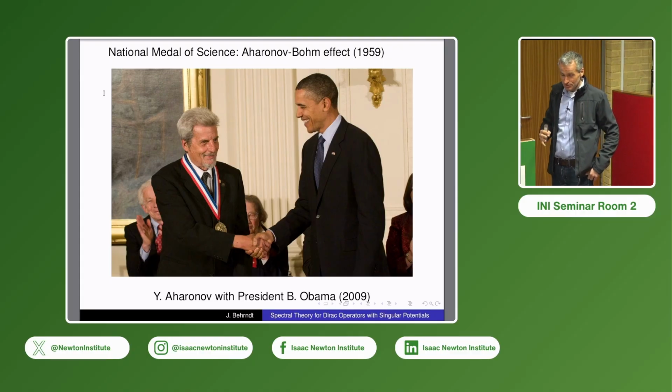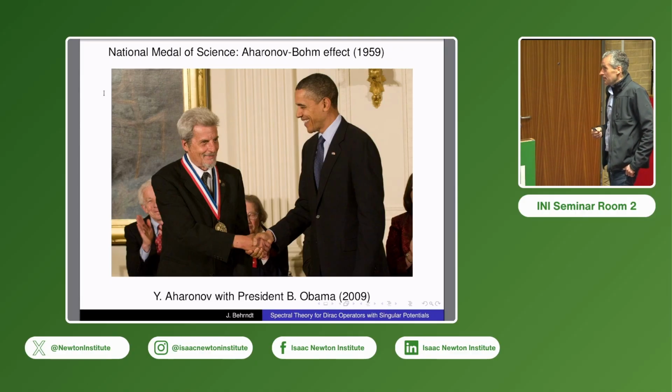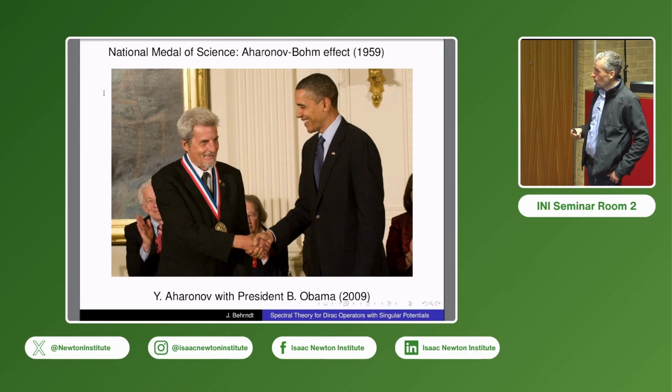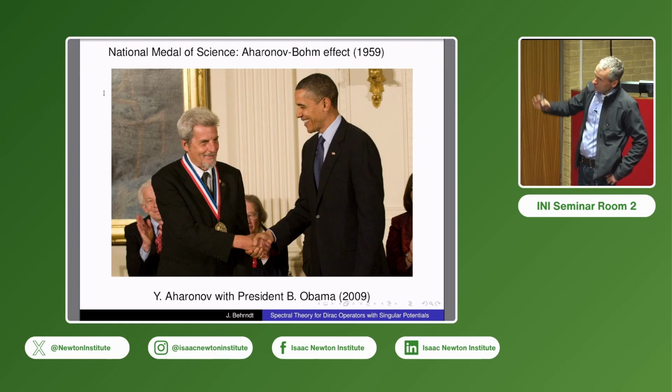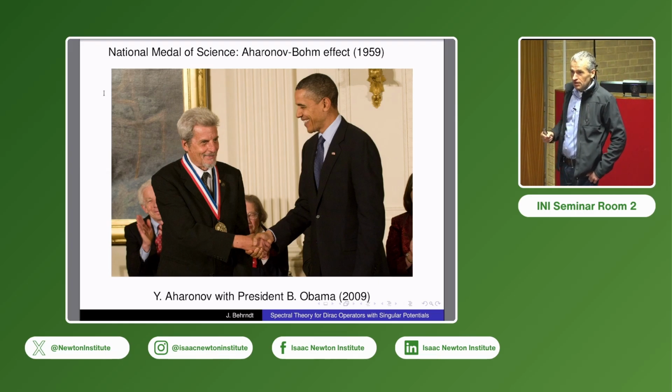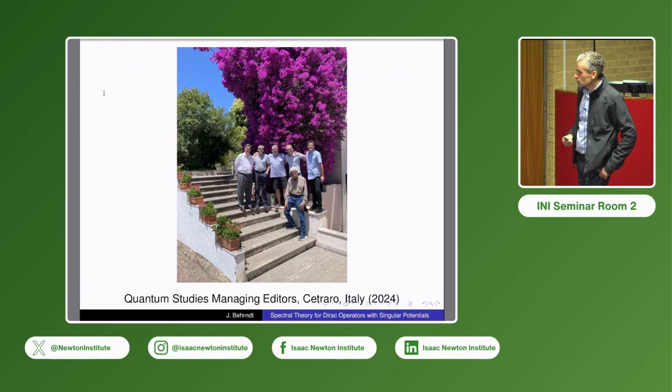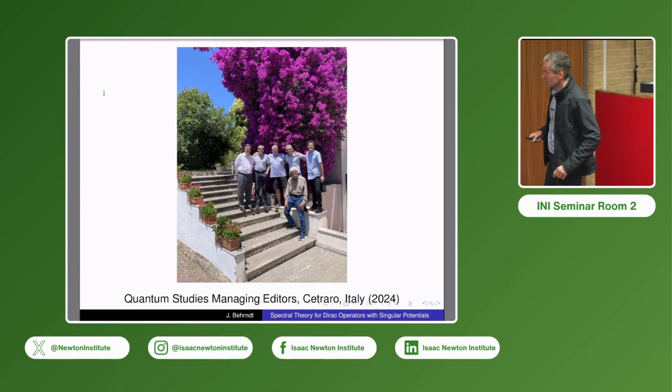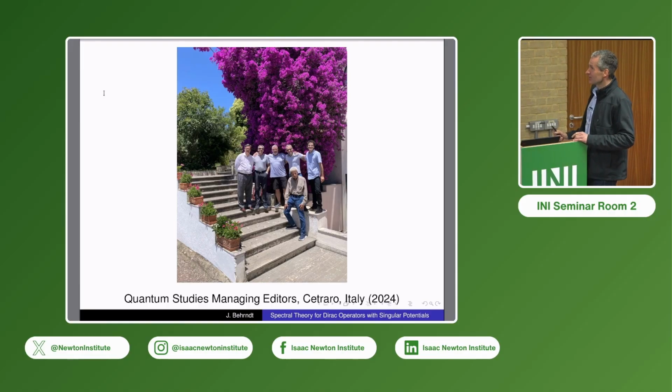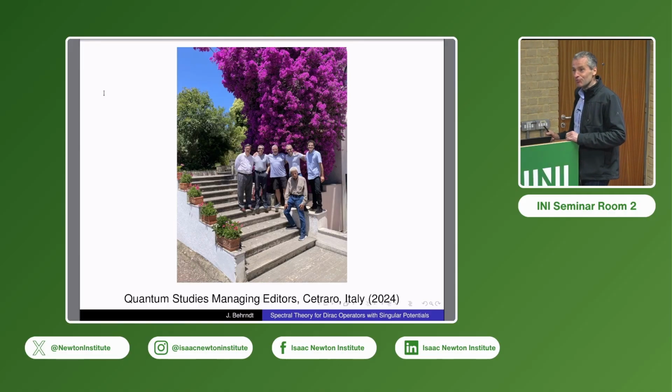Of course, at that time, Yakir was a young guy. So this is in 2009. He's not that young anymore, but he's still alive and still active. Here's the next picture, which was taken two years ago in Cetraro, a nice grand hotel in the south of Calabria where they do conferences. The Italians know how to do it.